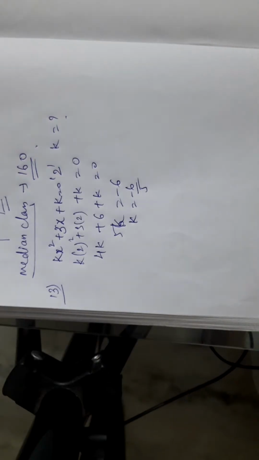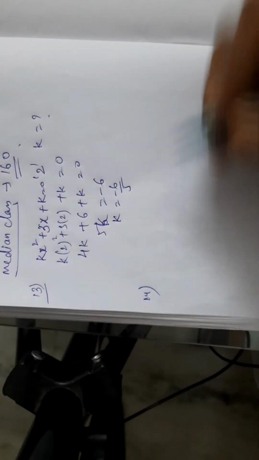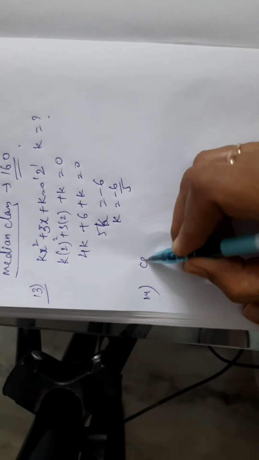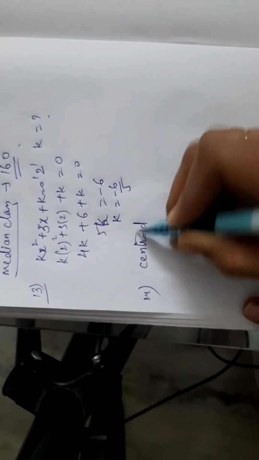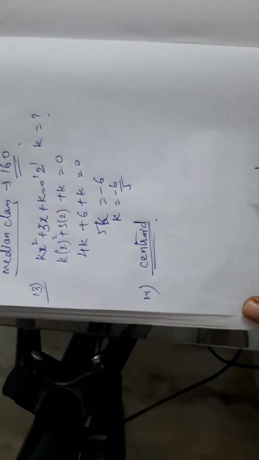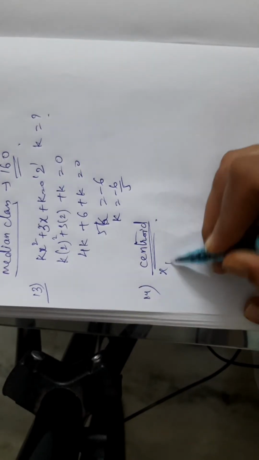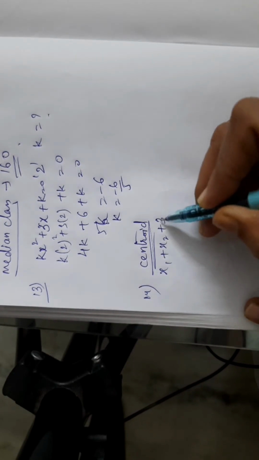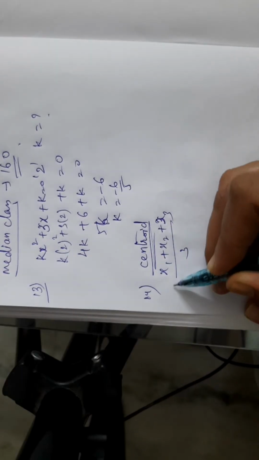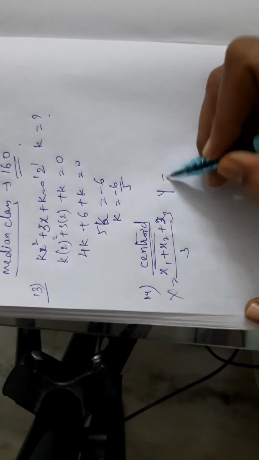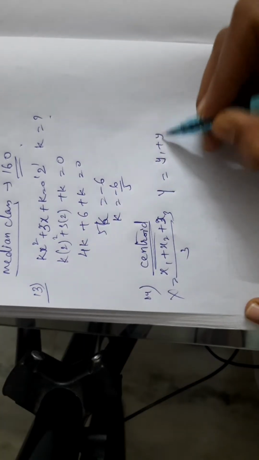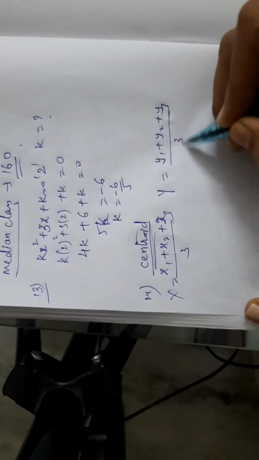Now the next question. If you know this formula, it's well and good. If you don't know, just learn it. Centroid. You need to find the value of the centroid of a triangle whose vertices are given. For centroid, the formula is x1 plus x2 plus x3 whole divided by 3, capital X. And the same way, capital Y is y1 plus y2 plus y3 whole divided by 3.